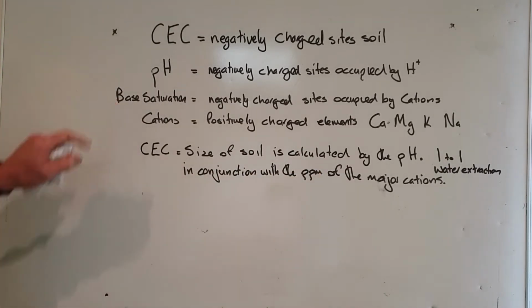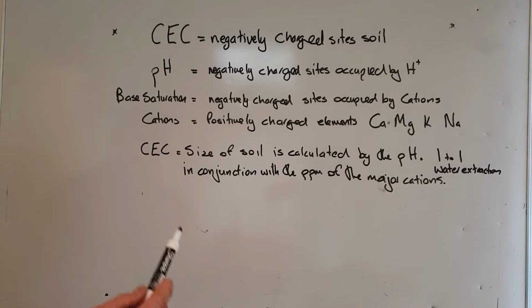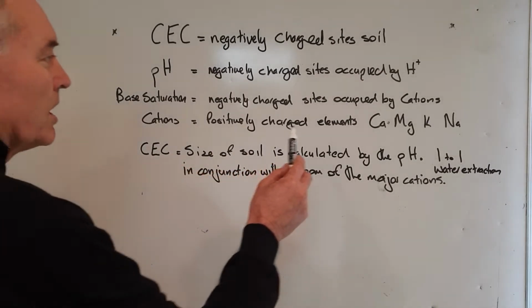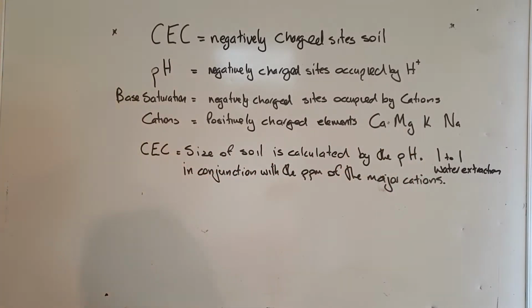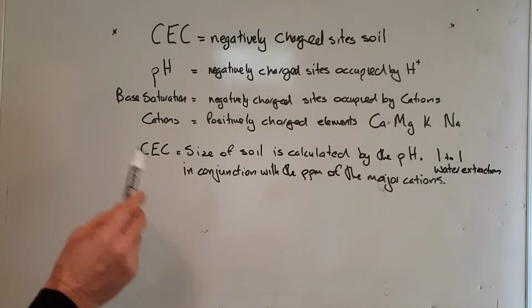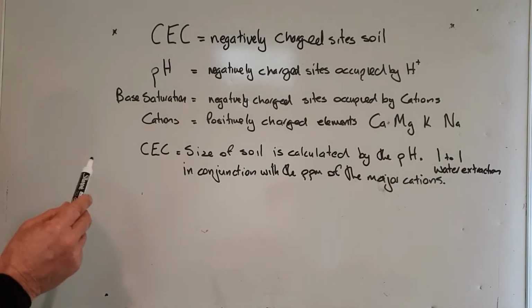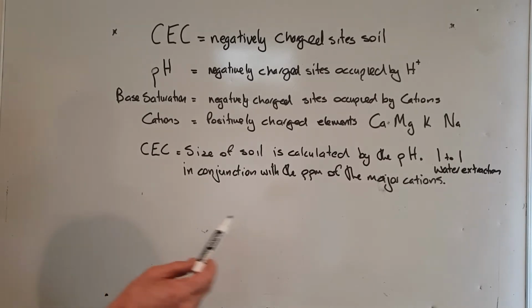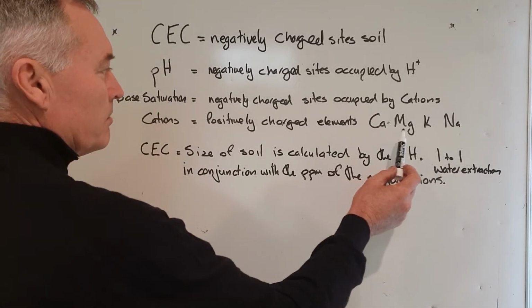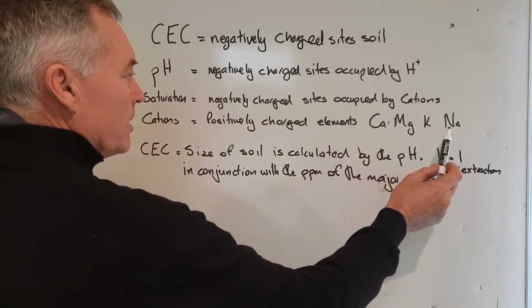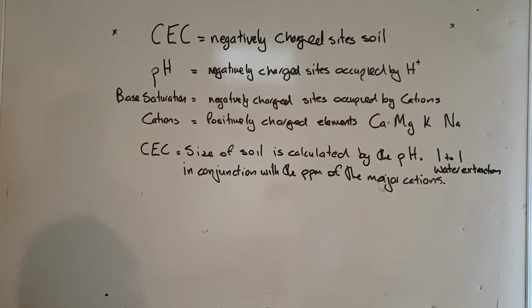So the base saturation, which we'll move on to next, is really the negatively charged sites which are occupied by cations. Those major cations in the soil are positively charged elements that fulfill those negatively charged sites. In agriculture, we're looking at calcium, magnesium, potassium, and sodium in descending order.